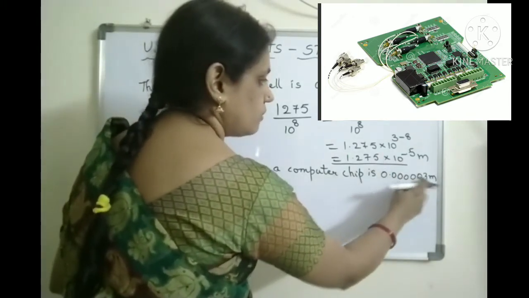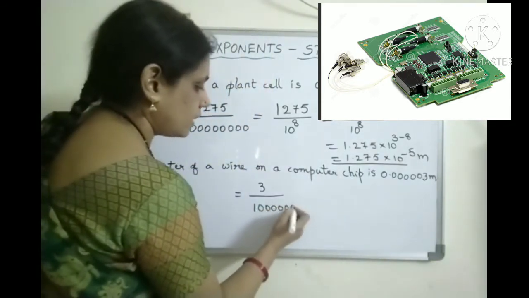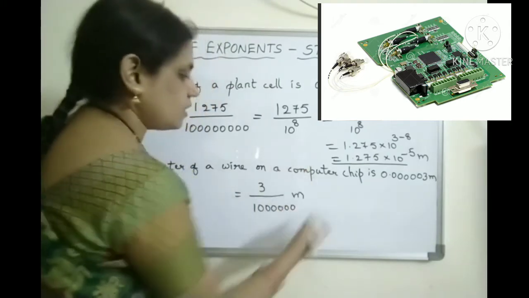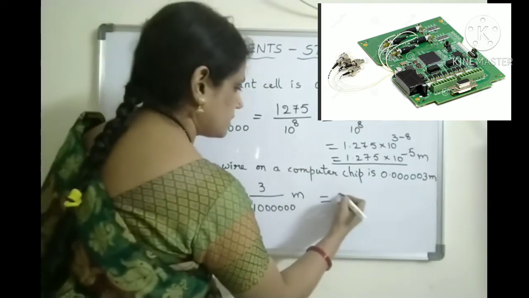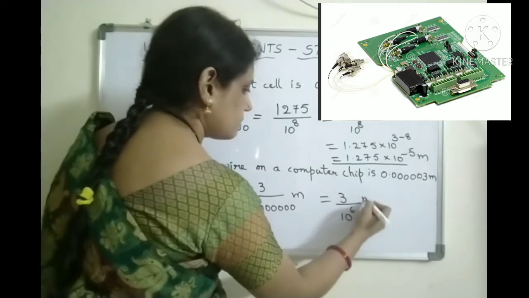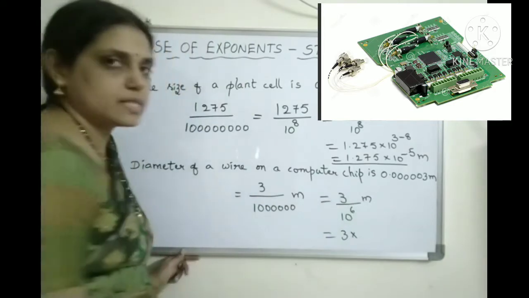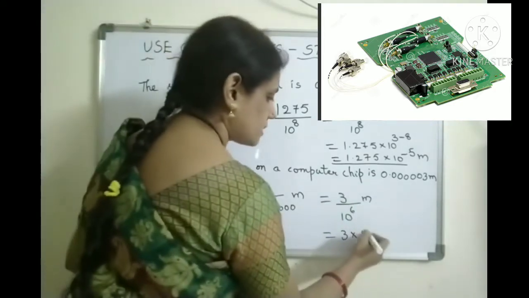Total 1, 2, 3, 4, 5, 6. So 10 lakh meters. So the same can be written as 3 by 10 to the power 6 meters. So how to write it? 1 by 10 to the power 6 is nothing but 10 to the power minus 6.